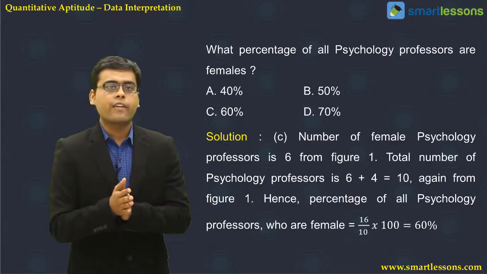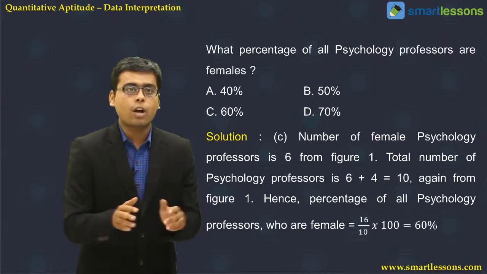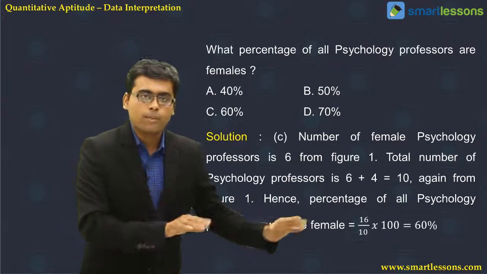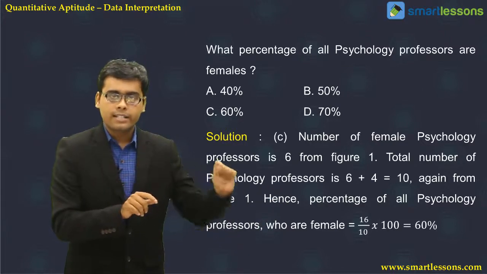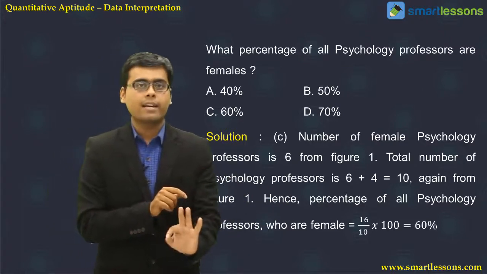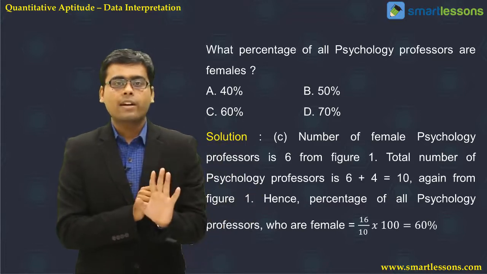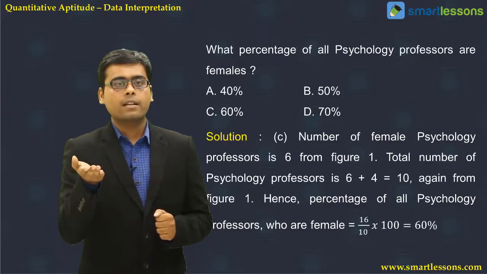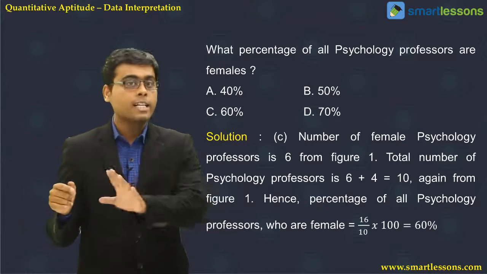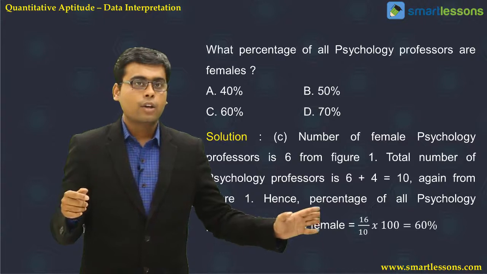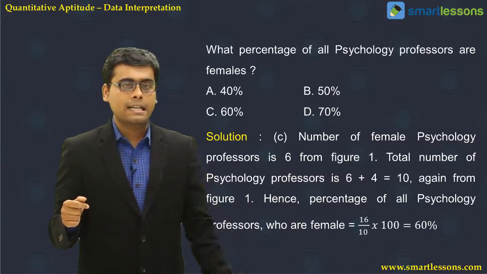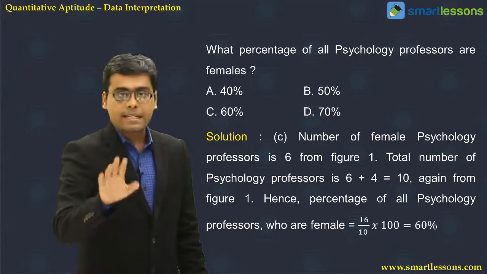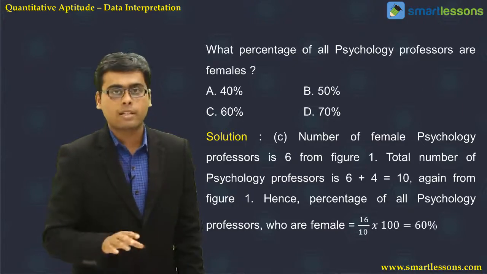Next one, what percentage of all psychology professors are females? Okay, so let us first find out how many psychology professors are there. So the total number of psychology professors is 6 plus 4, that is 10. Now out of these 10 professors, 6 professors are female. So percentage wise it is 6 by 10 into 100, that is 60%. So that means 60% of psychology professors are female.